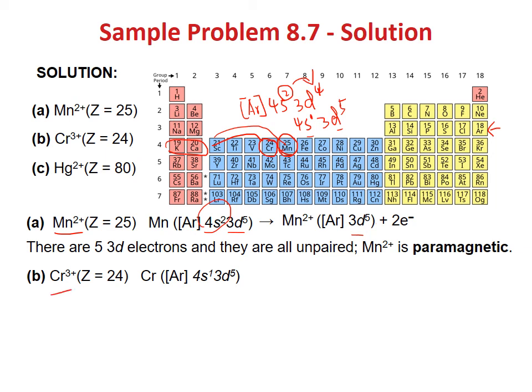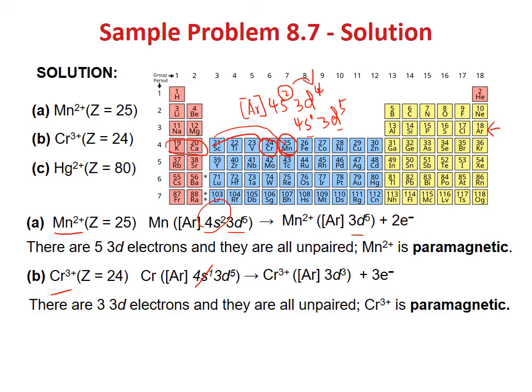To form chromium 3+, it first loses the electron from the s and then 2 from the d, and so it gets 3d3. Okay, 3 electrons in the 3d. So again, there are 5 orbitals, and only 3 electrons. Each enters 3 different orbitals. They have parallel spin, and therefore it's paramagnetic. Okay, next one is mercury.